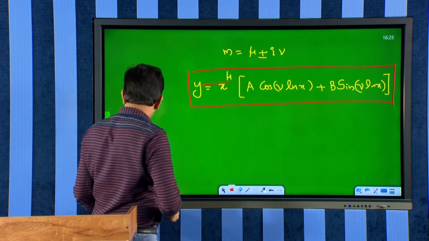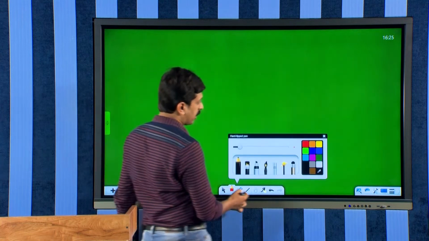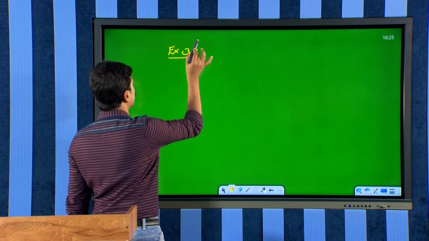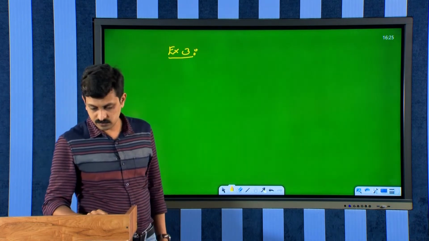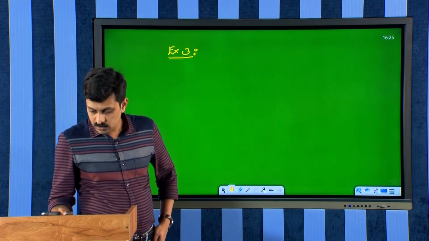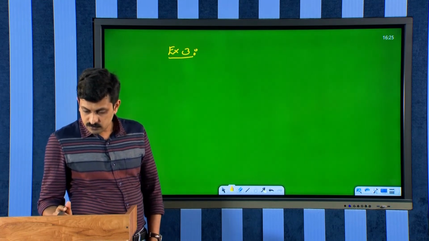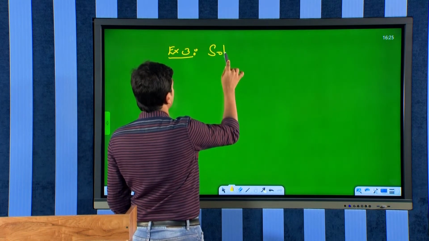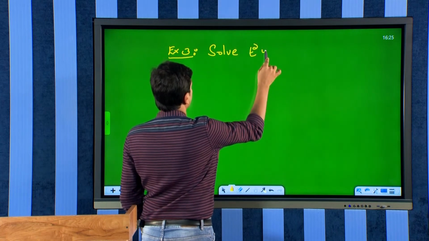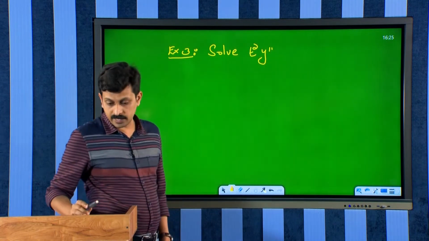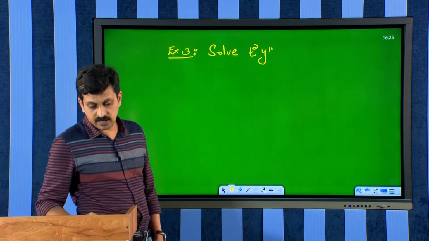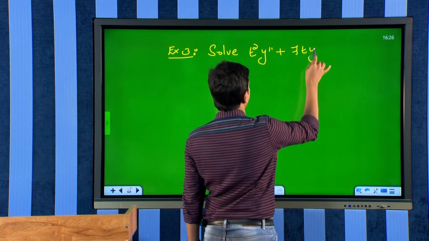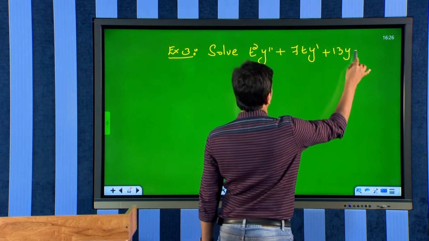Okay, fine. My dear students, we can move to a question. Write down an example, Example 3. In Example 3, our question is to solve the differential equation t square y double dash plus 7t y dash plus 13y is equal to 0.